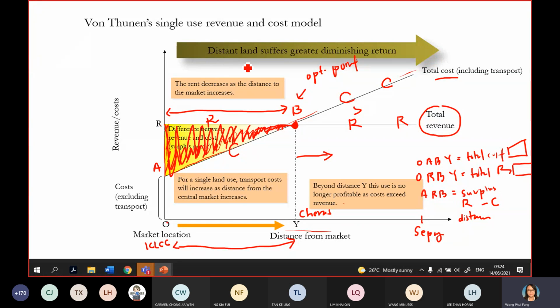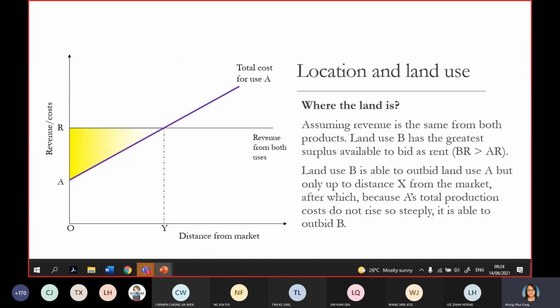Okay, so you can see that the distant land will suffer greater diminishing return, meaning to say that the further away from the city center, the land will have lesser return. Okay, so I want you to remember this area is the surplus profit, which means the difference between the revenue and cost. Say for example, just now I only showed you one land use, correct or not? So this yellow shaded area is the surplus profit earned.